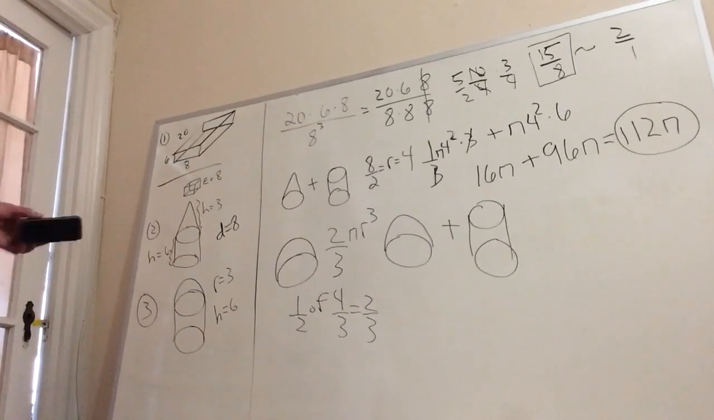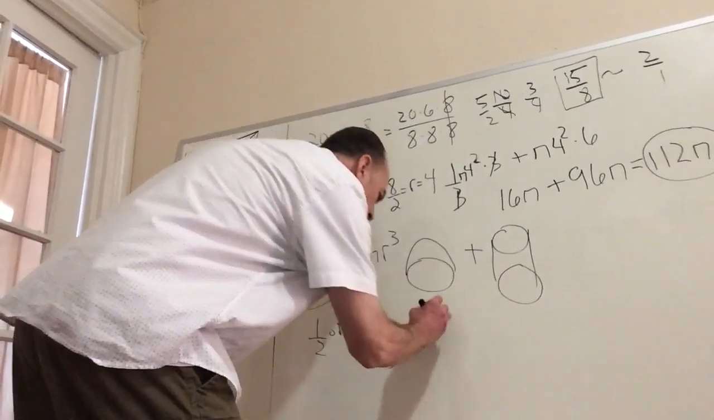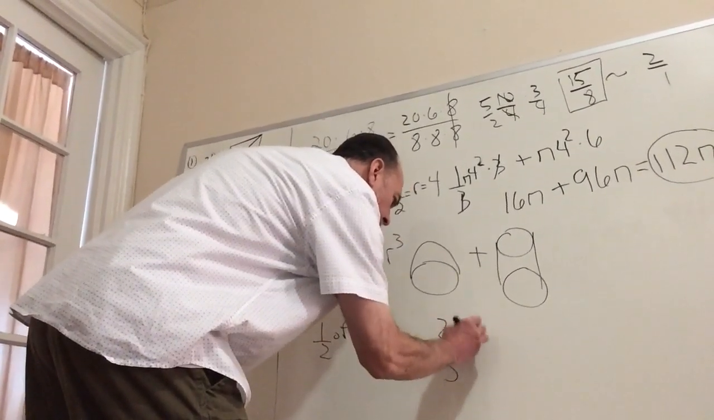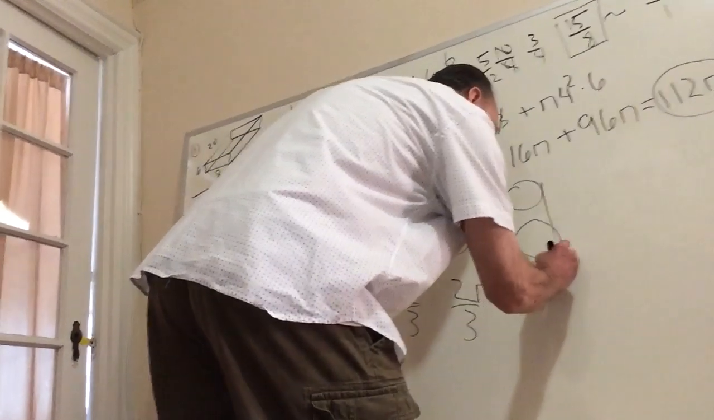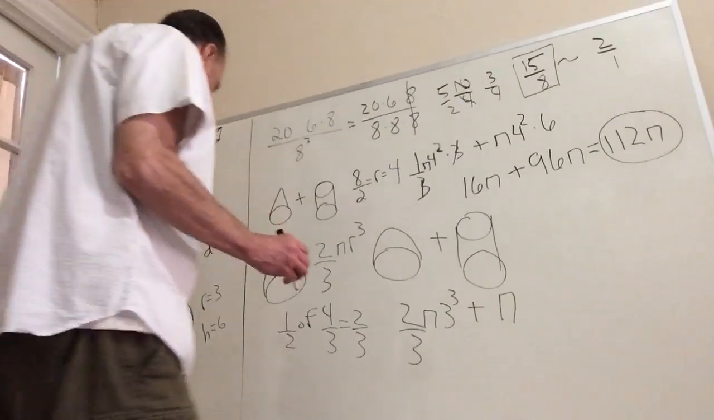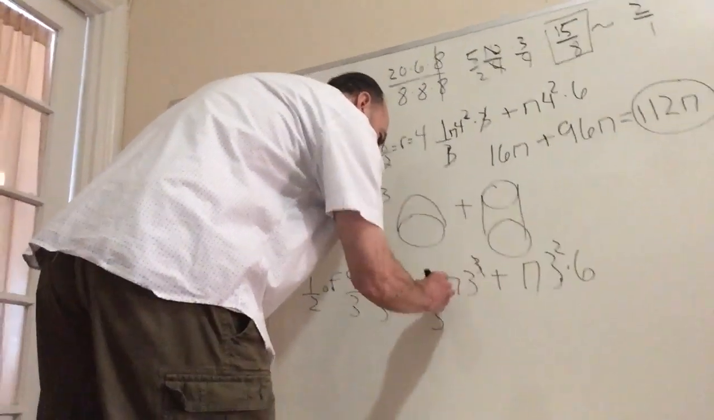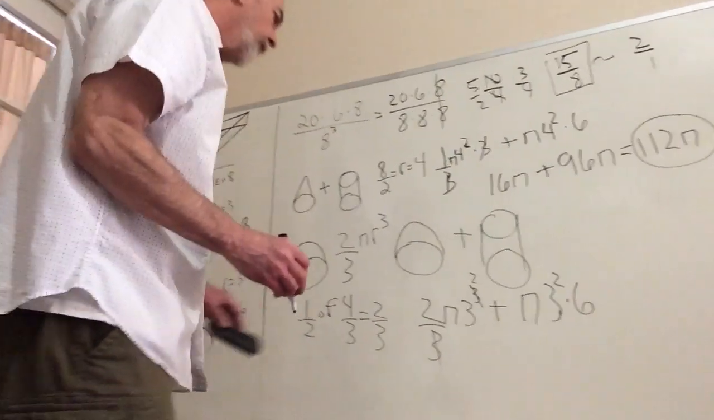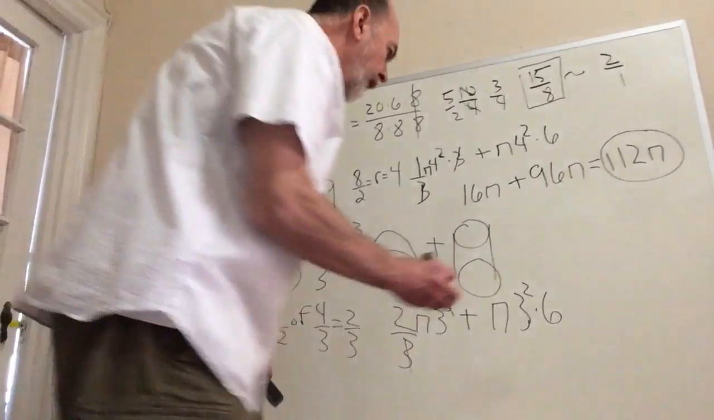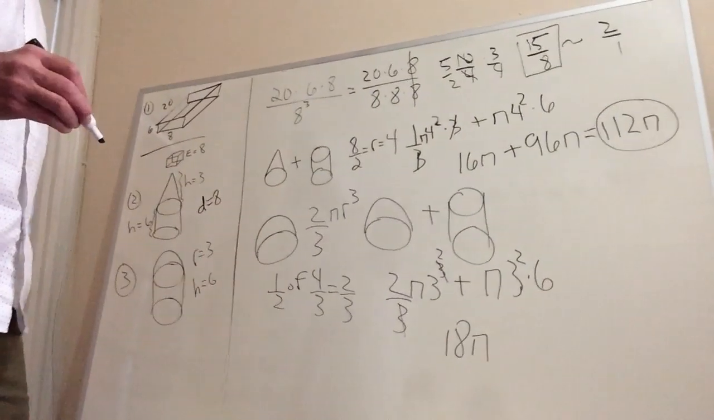So yet again, easy problem, chosen to be easy. We just plug in the values, and we have 2/3 pi 3 cubed plus the formula for the cylinder, which is pi 3 squared times 6. Well, again, you can use the quotient rule, or you can just divide 27 by 3. Pick your poison. 2 times 3 squared is 18 pi. We have that there, okay?